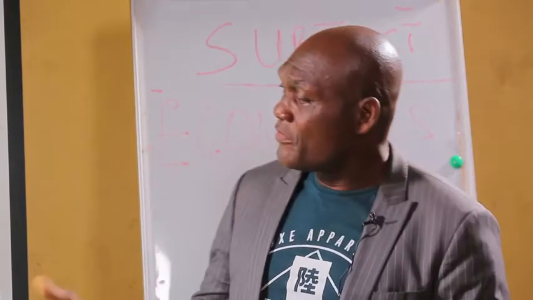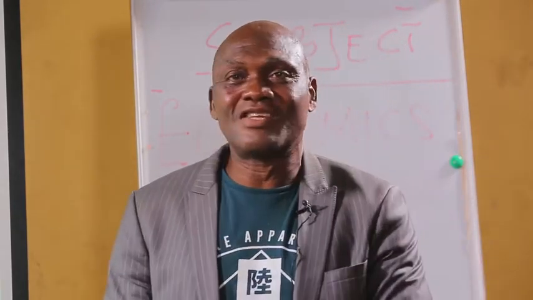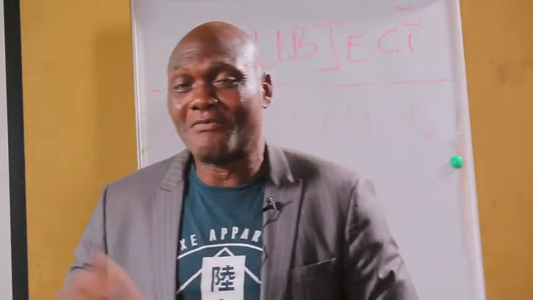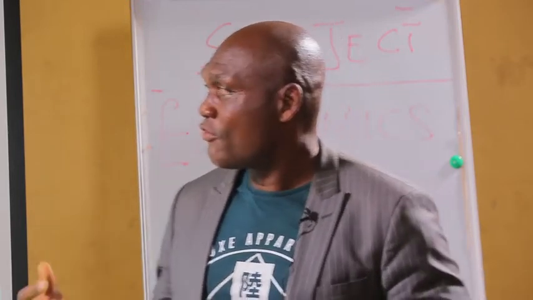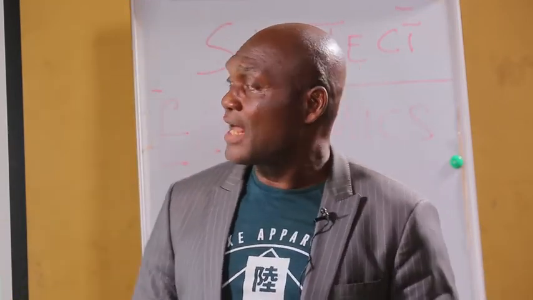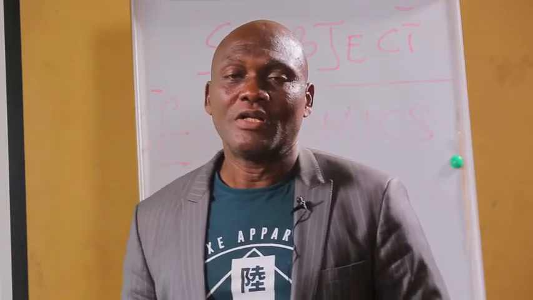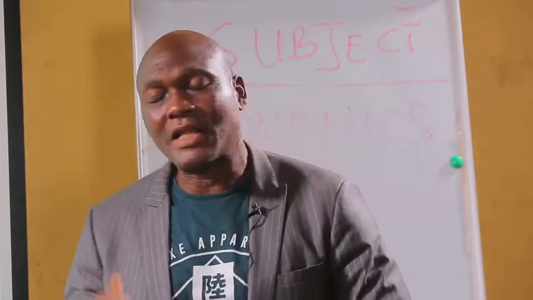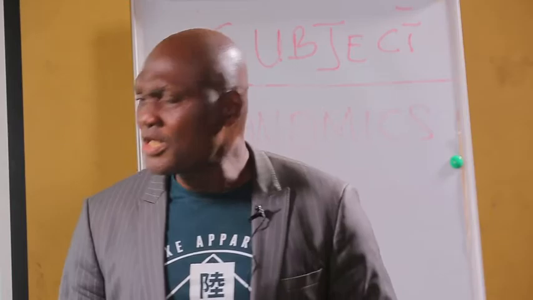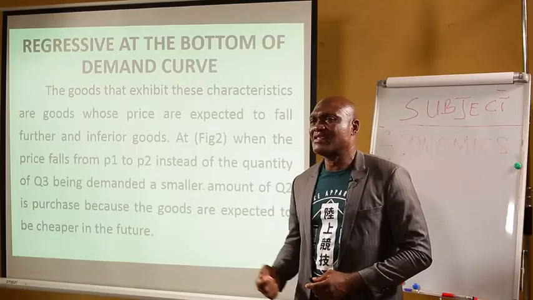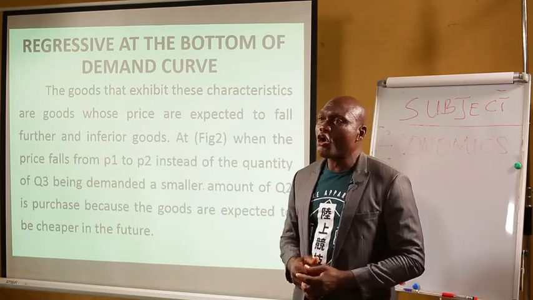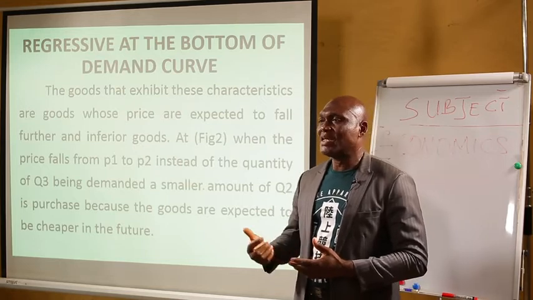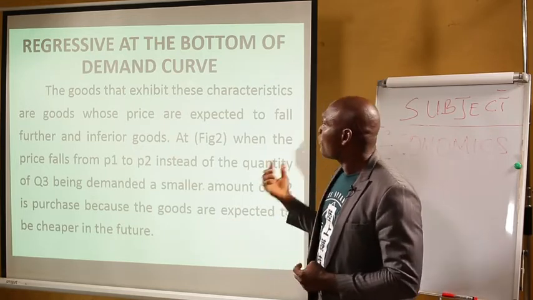But when they fall, maybe you have a gold ring, they say this gold ring is 30,000, I say, no, this is not real gold. Why? Because the price has dropped. They take pride in buying them when the prices are high than when it falls. That is regressive demand at a high price or at the top. Then we have another one called regressive demand at low price, or regressive demand at the bottom. The commodities that exhibit that characteristic are inferior goods, or goods whose prices are expected to fall further. For example, matches, and so on and so forth.